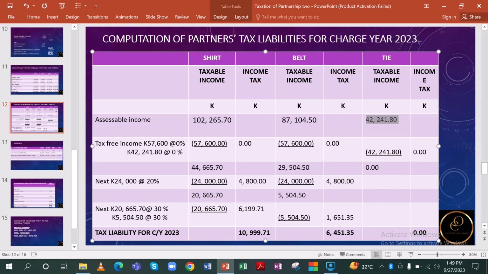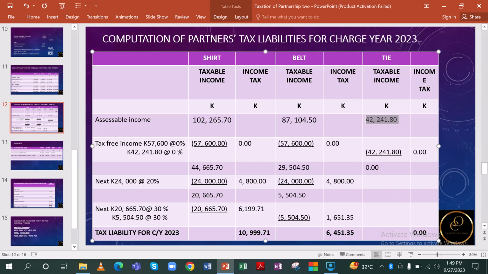For Belt, we remove 24,000 kwacha from 29,504 kwacha 50 ngwe and tax it at 20%. Therefore, he is going to pay on that slice 4,800 kwacha as tax. Okay, so when we remove 24,000 from 29,504 kwacha 50 ngwe, we remain with 5,504 kwacha 50 ngwe. So this goes into the next layer, at the marginal rate of 30%.